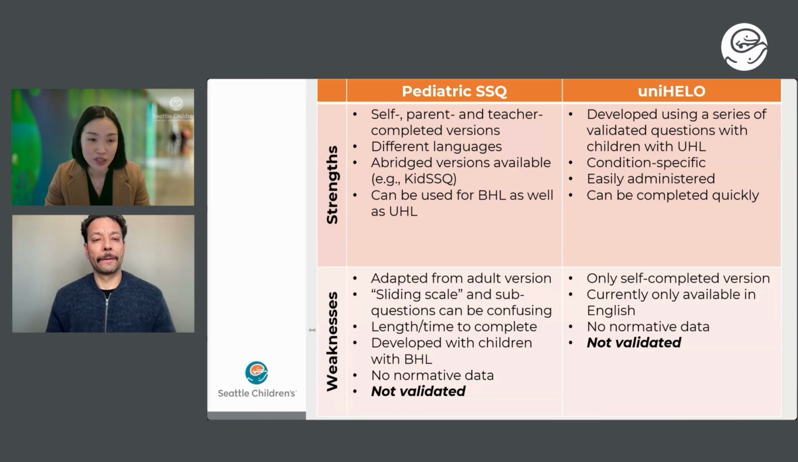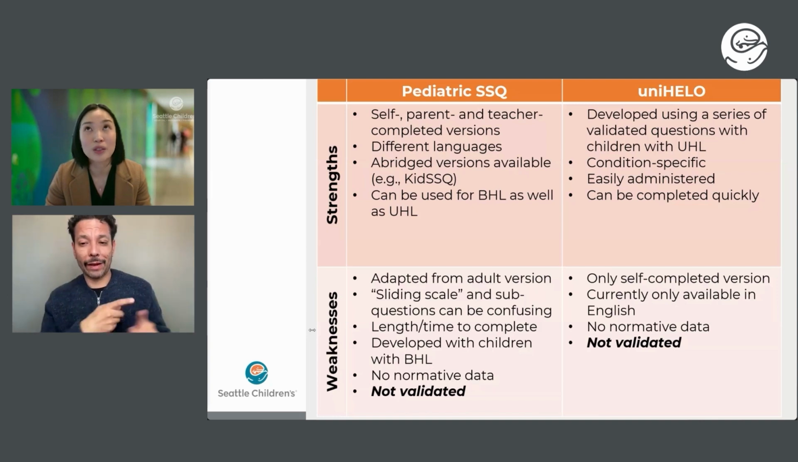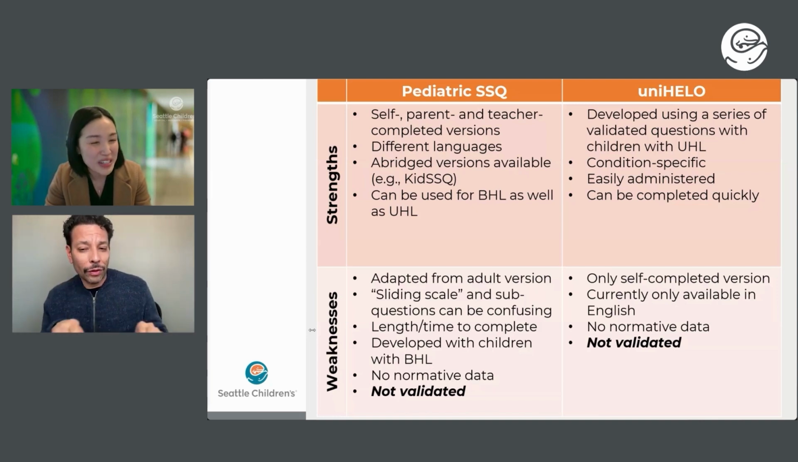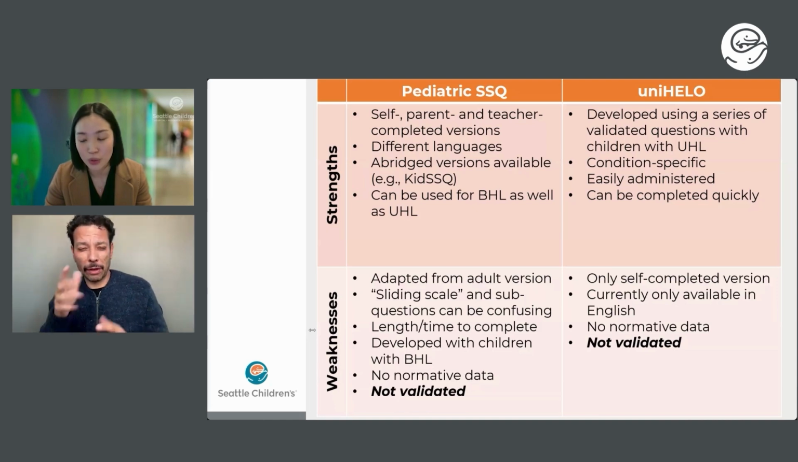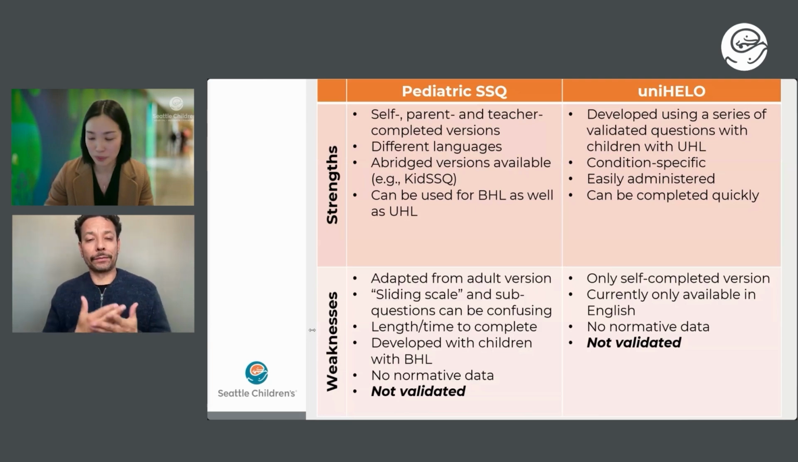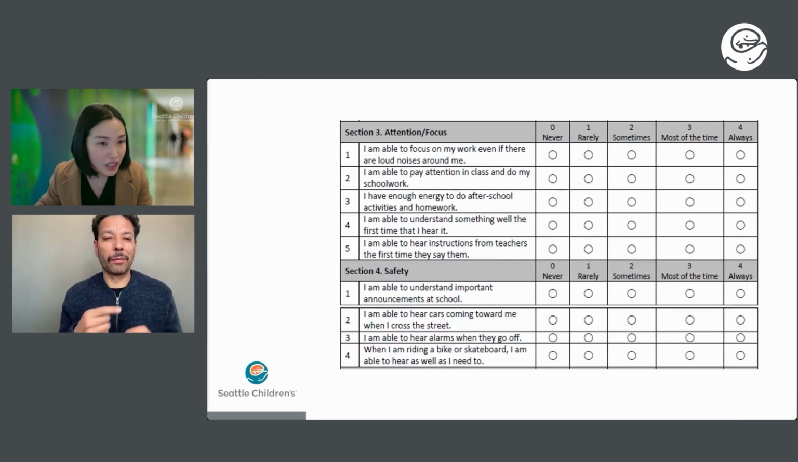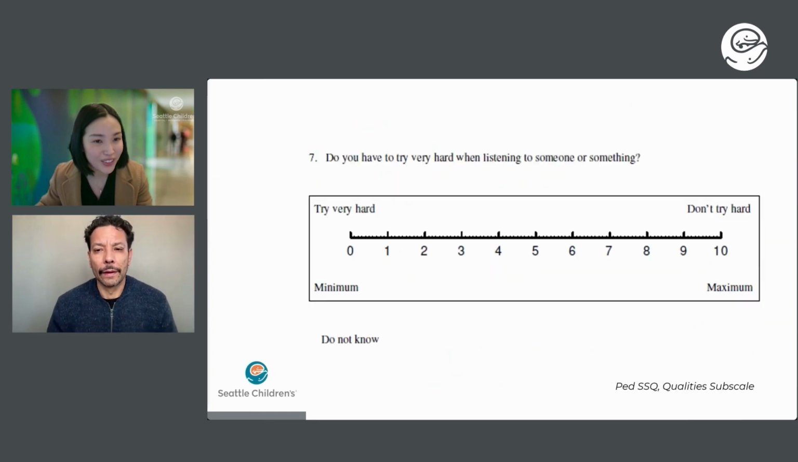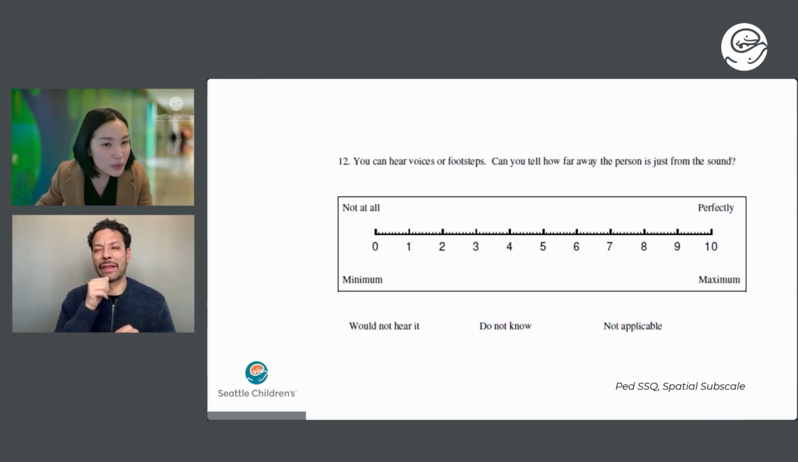Weaknesses of the pediatric SSQ is that it was adapted from an adult version. It wasn't particularly developed for children by children, if that makes sense. The sliding scale and the sub-questions can be a little bit confusing. In our study that I will talk about, we did have some patients ask, and I'll go back to one of the questions just to give you an example.